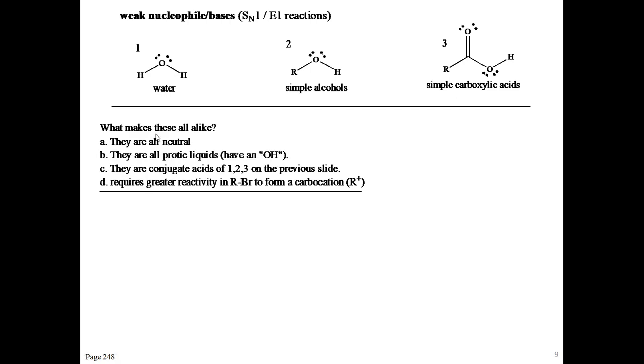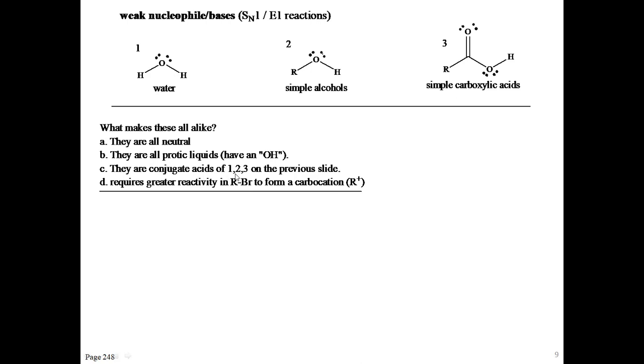So how are these all alike? Well, they're all neutral, so they do not participate in the reaction. These are going to be our SN1E1 reactions. They're all protic. Being protic, they're very good at stabilizing positive and negative charge, which is important to the SN1E1 reaction, since that forms right away. They all have an OH. Once the reaction occurs, we'll have to lose one of those H's from each guy.